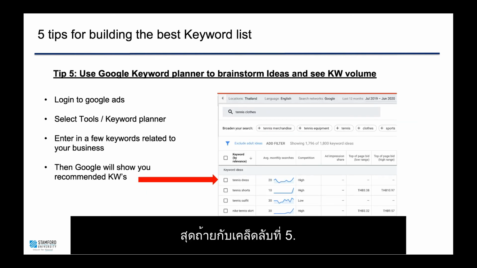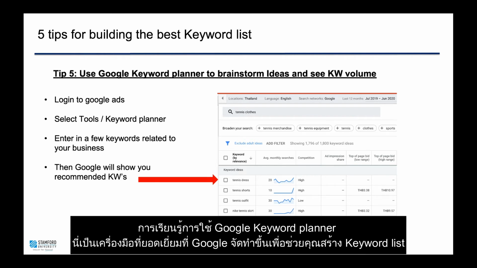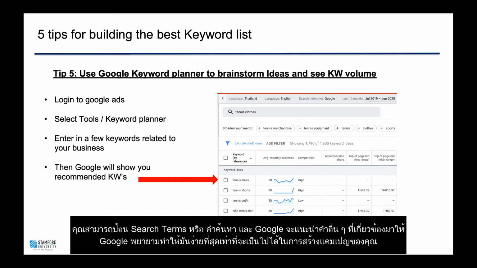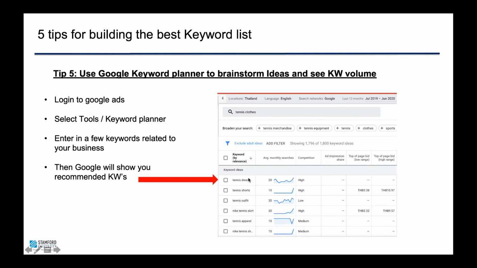All right, and the last tip is we want you to use the Google Keyword Planner. This is a great tool that Google provides to help you build your keyword list. You can enter in search terms and it will recommend others that are related to that search term. So Google will try to give you as many possible keywords to build your campaigns. And you can see here in this example, I put in tennis clothes and it recommended these keywords here.